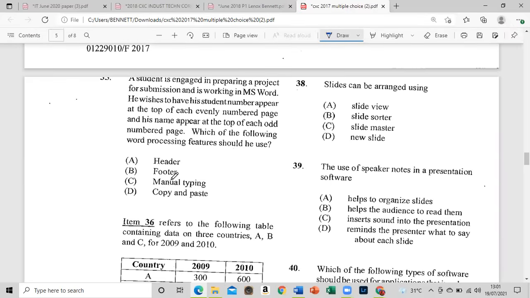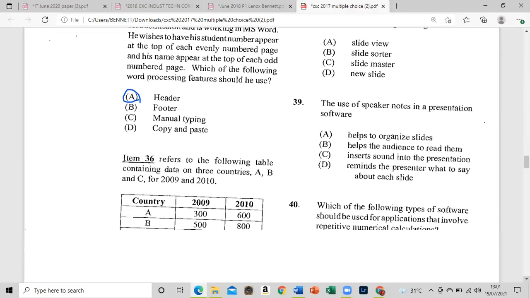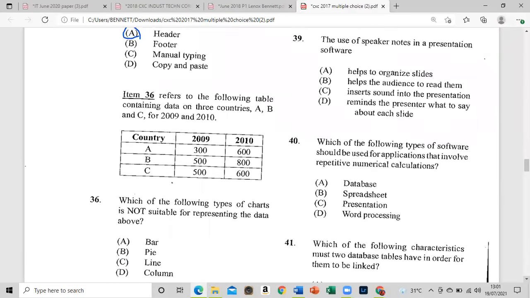So it is the header. But don't mistake the concept. Put all the ones below, right? Just like your head and your foot. My head, my shoulder, my knees, my toes.